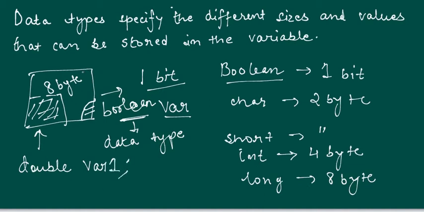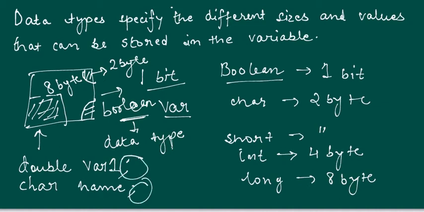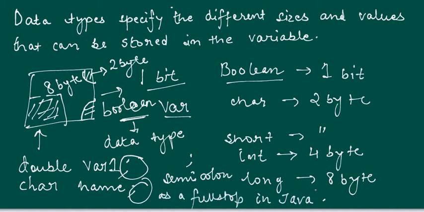Now if I want another memory, say this is 2 bytes, then I can say char and give a new name. Okay, so observe why I am writing this. I am writing it everywhere. This is actually a semicolon and it is used as a full stop in the Java language. Like you have a full stop in English, we have a semicolon in Java.